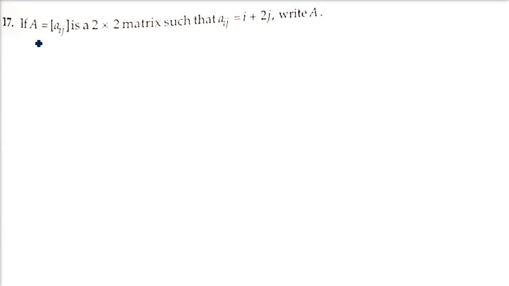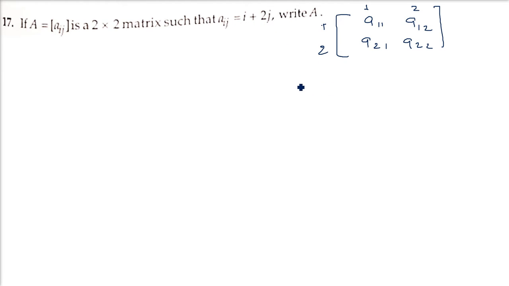Next one is, if A equals Aij is a 2 by 2 matrix such that Aij is i plus 2j, write A. So let me write a proper matrix first, 2 by 2. This is A, first row, second row, first column, second column. So row number and column number, wherever it is intersecting, just write it: A11, A12, A21 and A22. Remember, i is the row number, j is the column number.